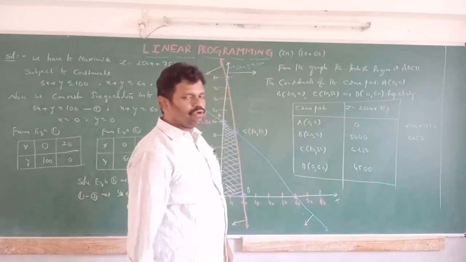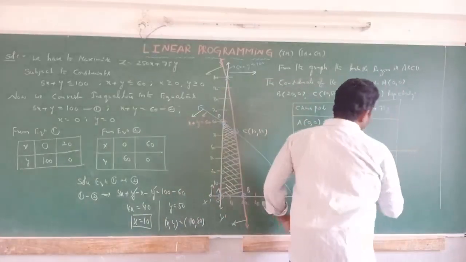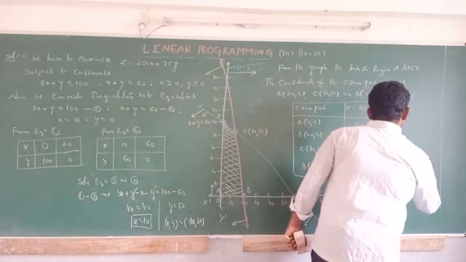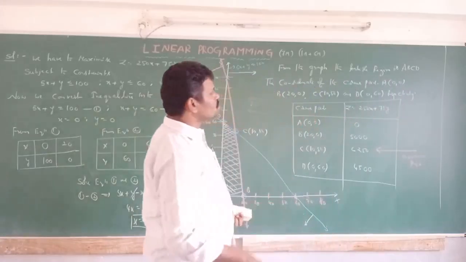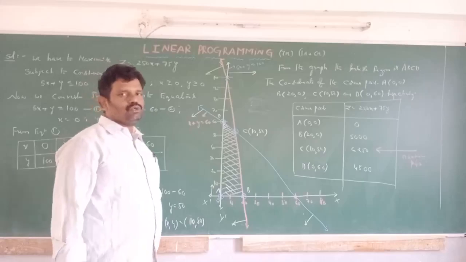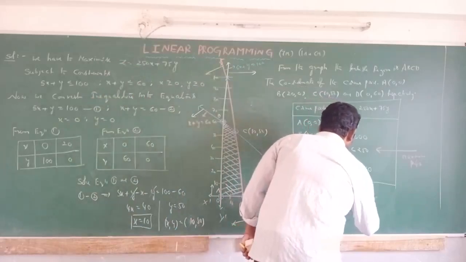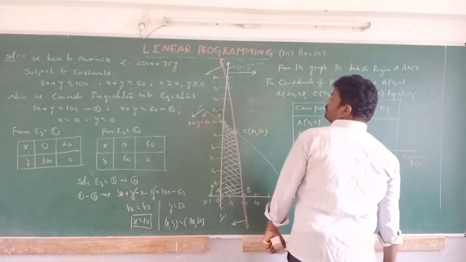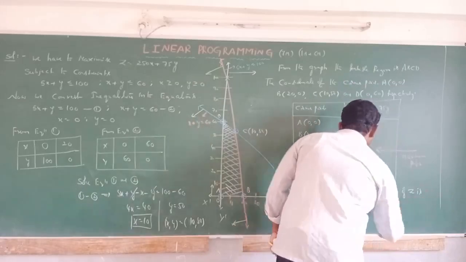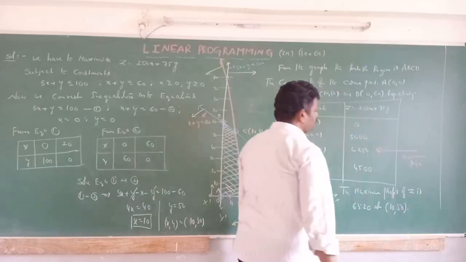So from this table, where do we find the maximum profit? The maximum value is 6250. Finally, the conclusion: the maximum profit of Z is 6250 at the point (10, 50).